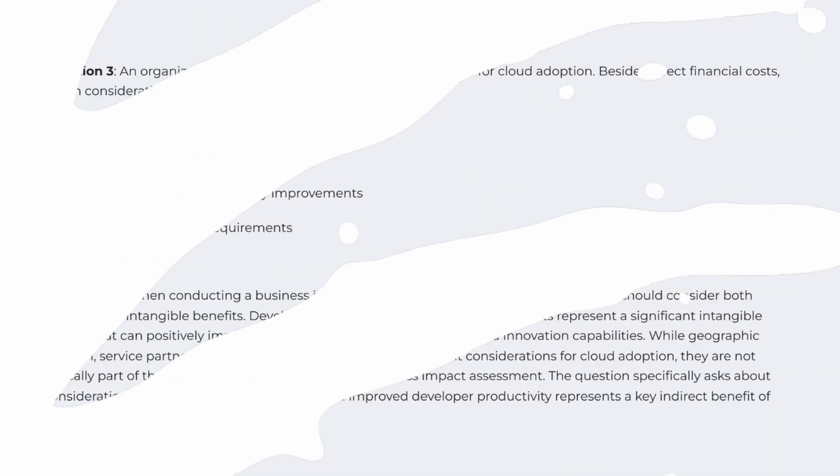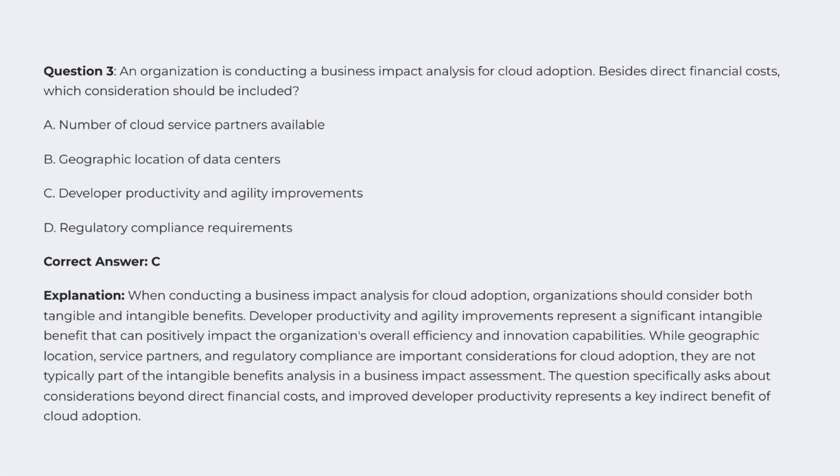Correct answer. C. Explanation. When conducting a business impact analysis for cloud adoption, organizations should consider both tangible and intangible benefits. Developer productivity and agility improvements represent a significant intangible benefit that can positively impact the organization's overall efficiency and innovation capabilities. While geographic location, service partners, and regulatory compliance are important considerations for cloud adoption, they are not typically part of the intangible benefits analysis in a business impact assessment. The question specifically asks about considerations beyond direct financial costs, and improved developer productivity represents a key indirect benefit of cloud adoption.